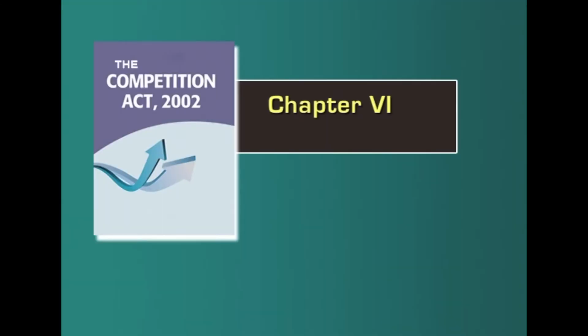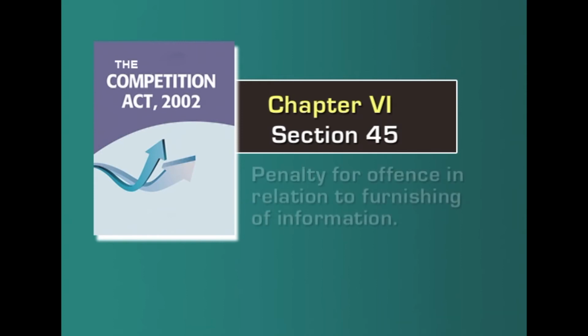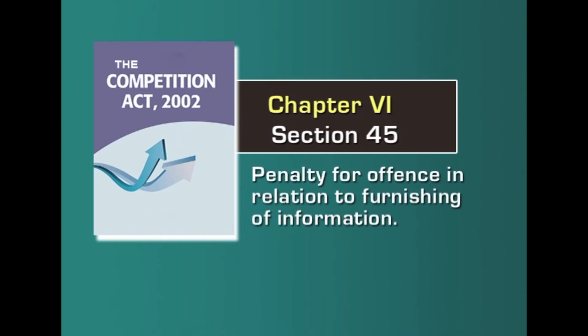Furnishing of information when called by the commission becomes relevant. Therefore, power to impose penalty in the form of section 43A and section 44 becomes relevant. Now moving on to section 45. 45 also complements section 44. It talks about penalty for offense in relation to furnishing of information.